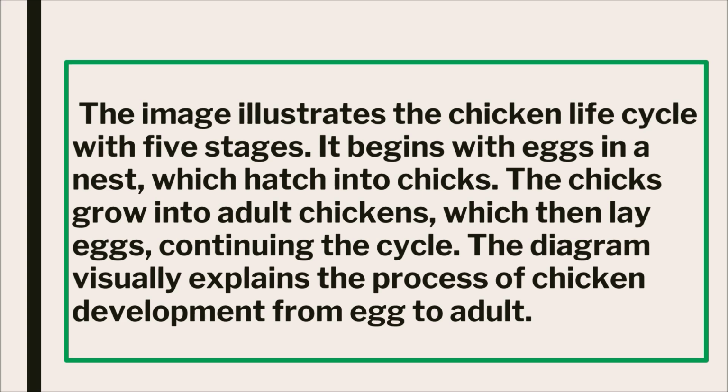The image illustrates the chicken life cycle with 5 stages. It begins with eggs in a nest, which hatch into chicks. The chicks grow into adult chickens, which then lay eggs, continuing the cycle. The diagram visually explains the process of chicken development from egg to adult.